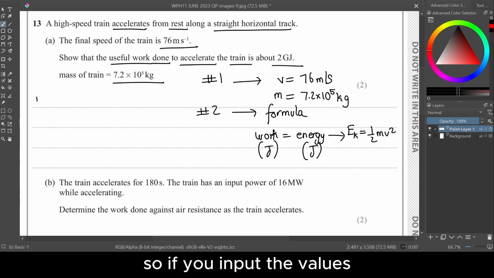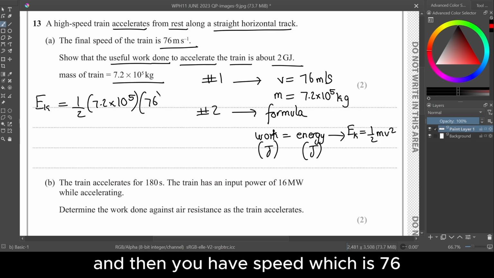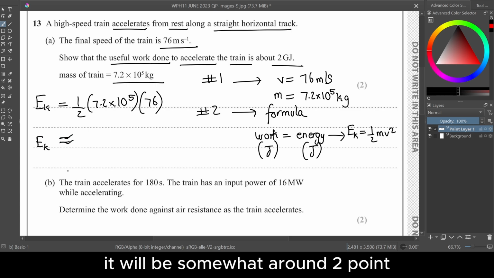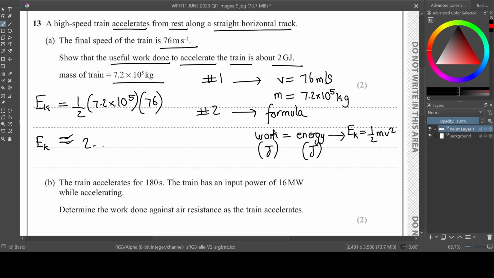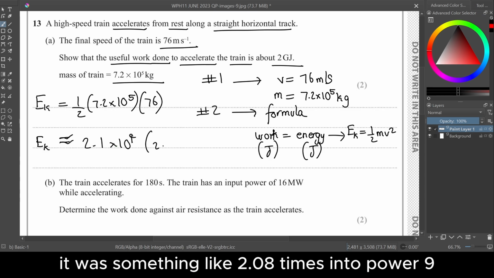So if you input the values, Ek is equal to 1/2 times m, which is 7.2 times 10 raised to power 5, times speed squared, which is 76. And if you write your answer in rounded off form, it will be somewhere around 2.1 times 10 raised to power 9. It was something like 2.08 times 10 raised to power 9.